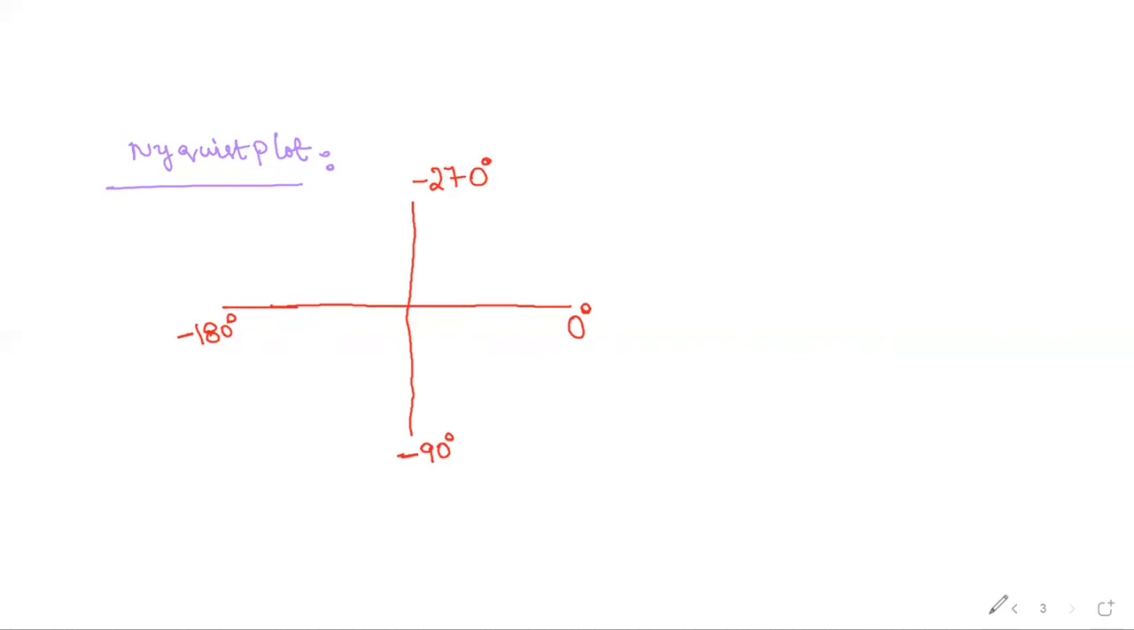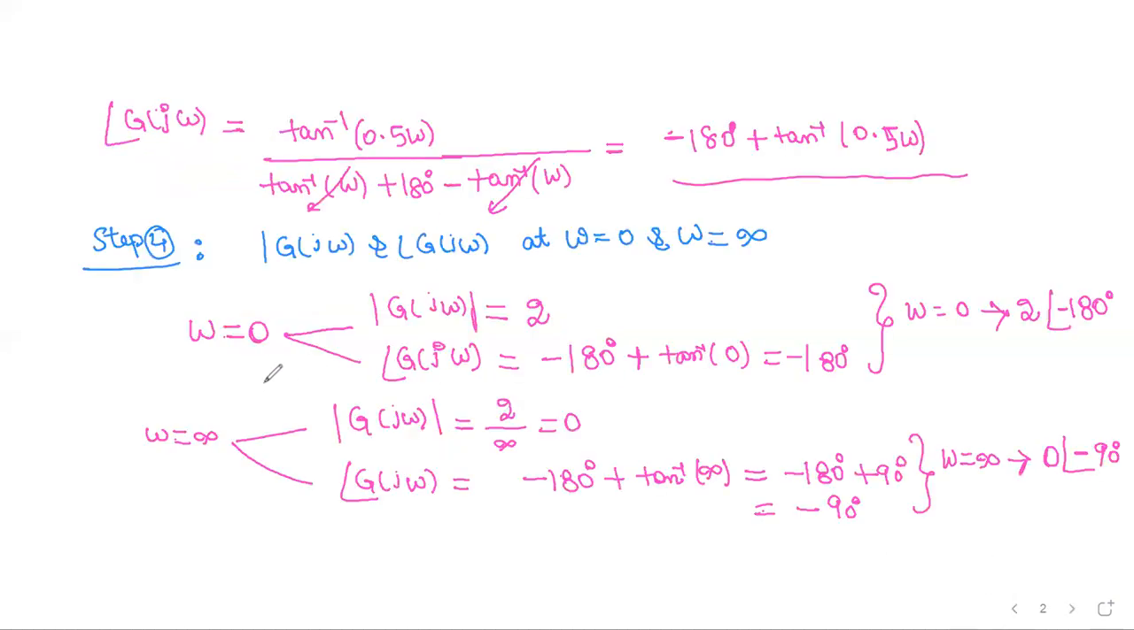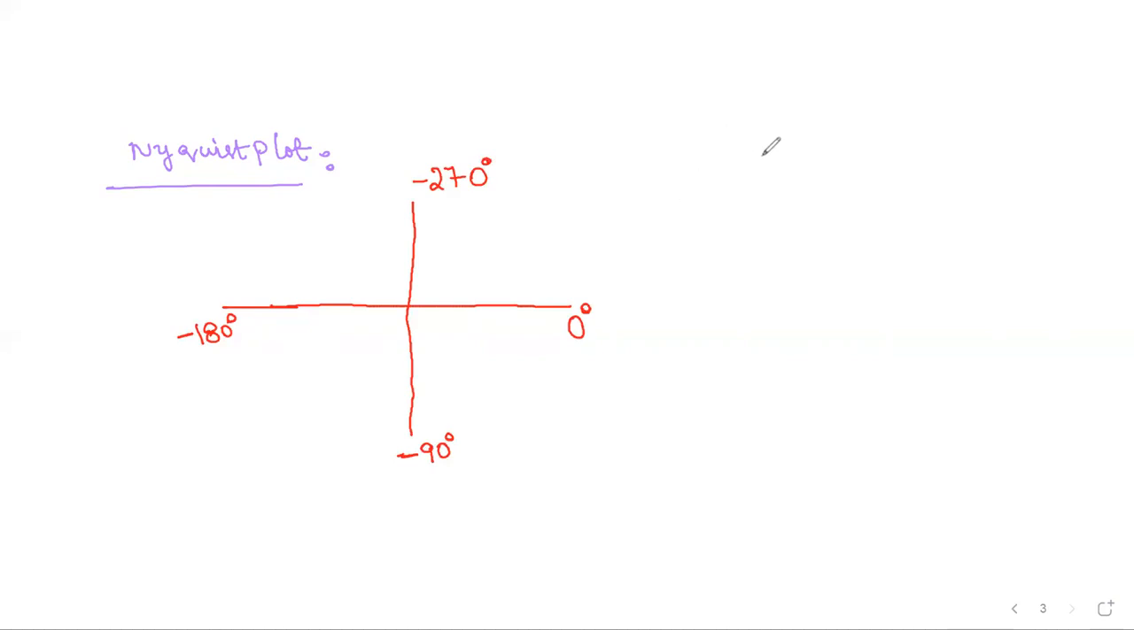Previously we calculated omega from 0 to infinity, but actually the Nyquist plot needs omega from minus infinity to plus infinity. So we calculated the values from 0 to infinity, and the same values will appear on the other side, meaning the mirror image. So there is no need to find minus infinity to 0. So let us see how I am drawing this plot.